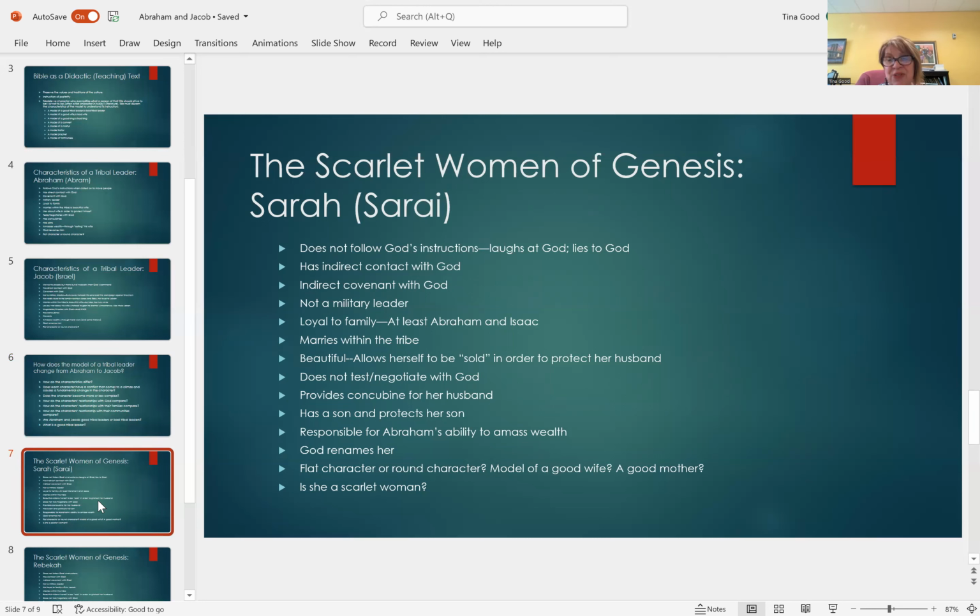She is responsible, as we said before, for Abraham's ability to amass wealth because she allows herself to be sold into the harem. God does rename her. I think she's one of the only women that does get renamed, just as Abraham and Jacob do. So that's pretty significant. And so we have to ask, is Sarah a flat character or a round character?